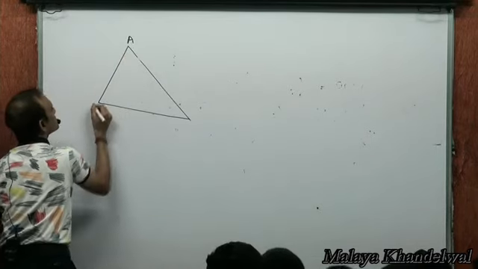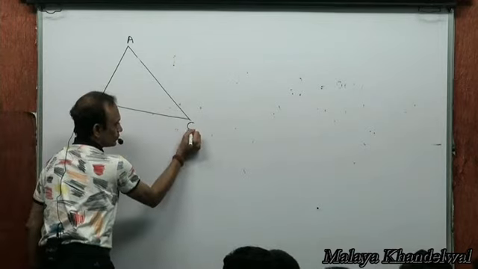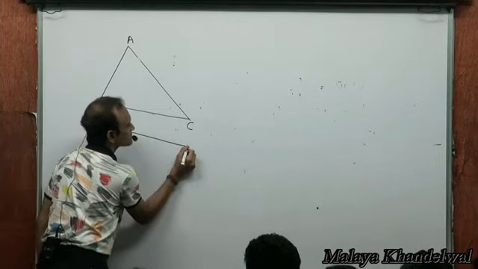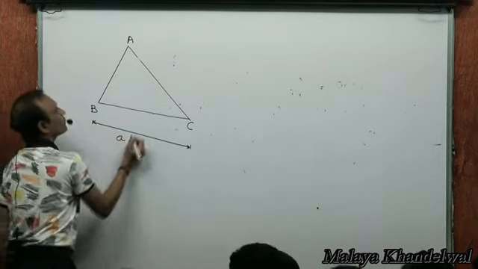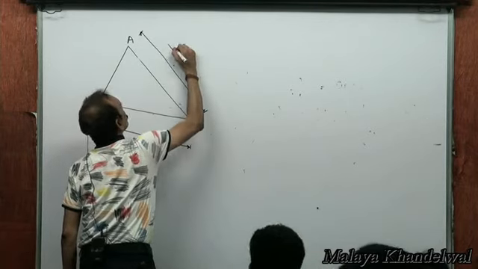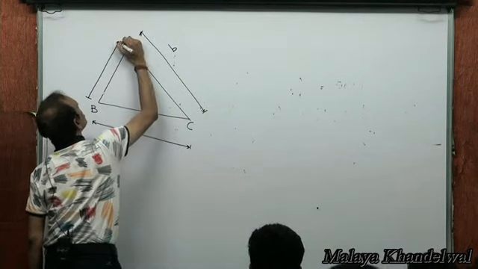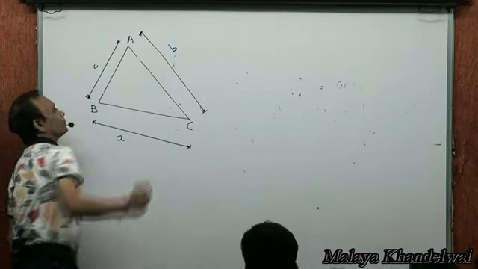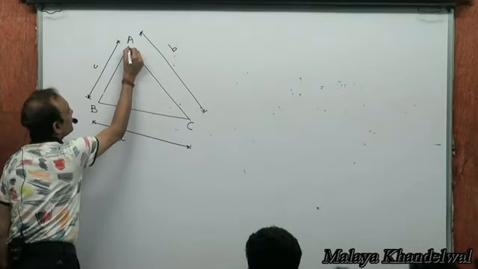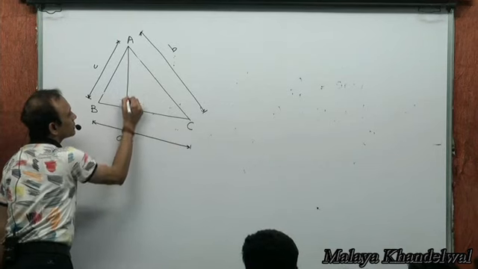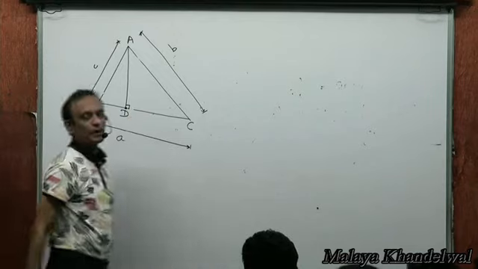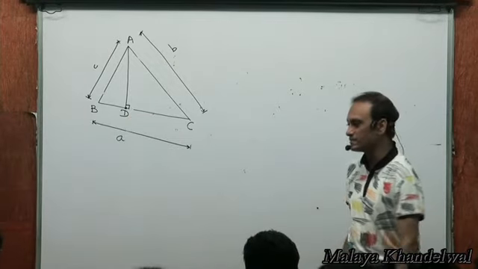Now, look at this triangle ABC. This side, like I said, is small a. This side is small b. And this side is small c. Now from A, I drop a perpendicular onto BC. D is the foot of the perpendicular from A onto side BC.